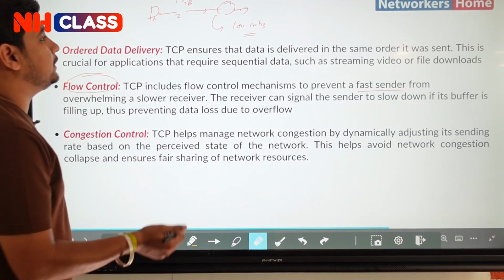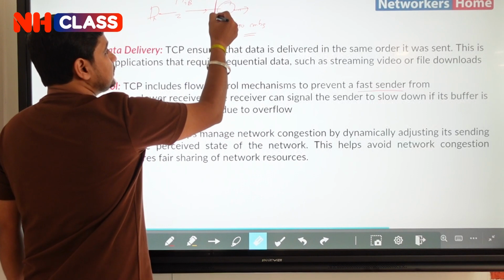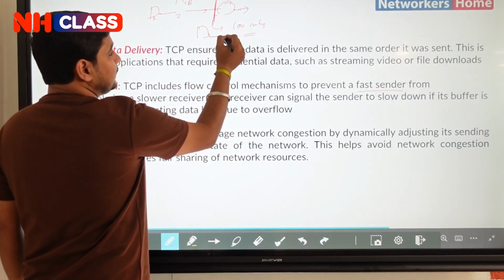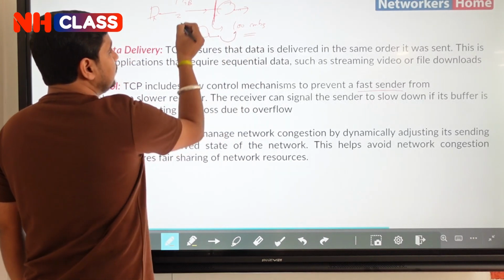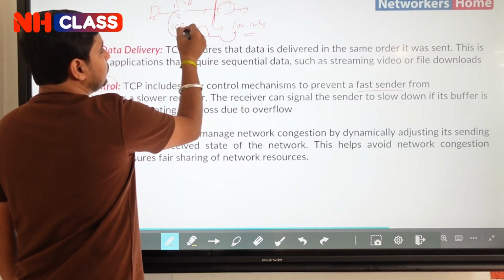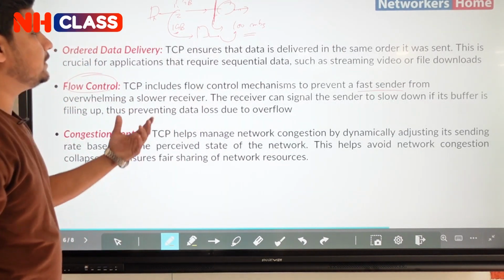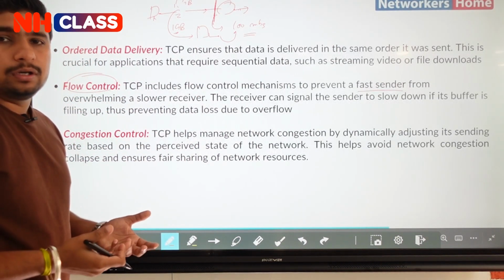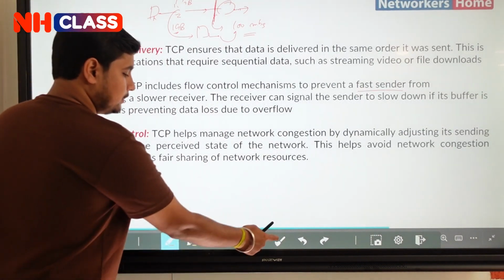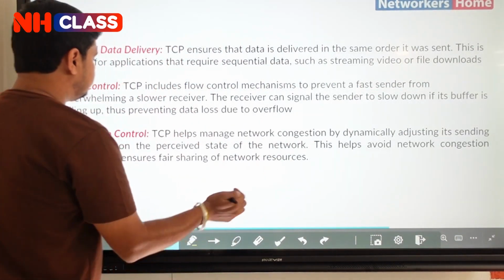So what would be there after some time? Obviously on this device, its buffer would be full, because further processing is happening at 100 Mbps, and in the background we are receiving the data at 1 Gbps here. So after some time the buffer would be full and the data starts getting dropped. This concept is about flow control.